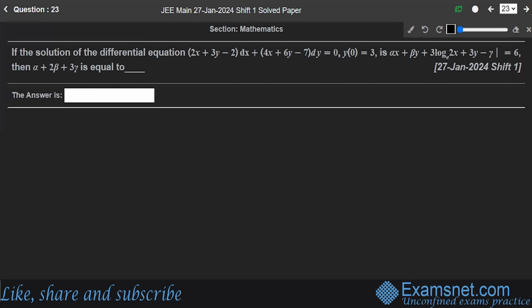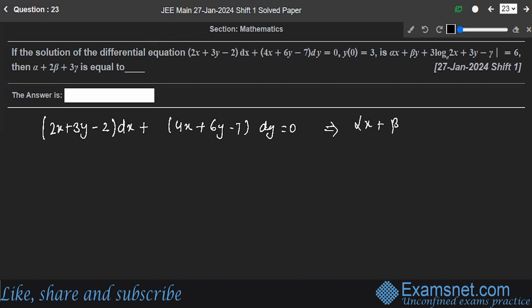So let's write down here three things in the question. Solution of the differential equation (2x + 3y - 2) dx + (4x + 6y - 7) dy = 0. This is the differential equation and the solution for this is given as alpha x + beta y + 3 log |2x + 3y - gamma| = 6. And also you are given y(0) = 3. That means when x is equal to 0, y is equal to 3. That's it. So let's pick up this.